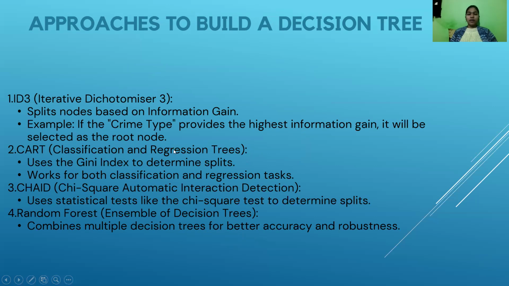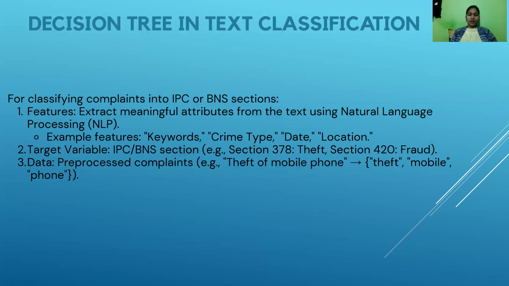Second, CART, classification and regression trees. Uses the Gini index to determine splits. Works for both classification and regression tasks. Third, CHAID, Chi-square automatic interaction detection. Uses statistical tests like the Chi-square test to determine splits. Random forest, an ensemble of decision trees: combines multiple decision trees for better accuracy and robustness.